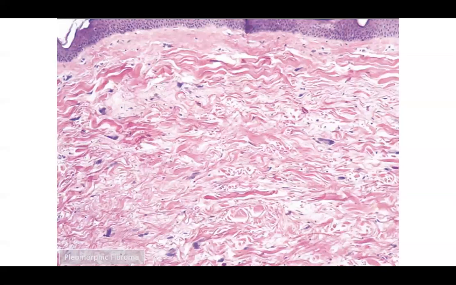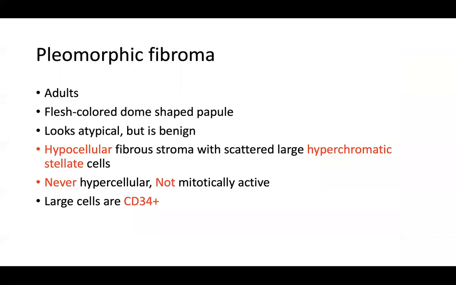So you wouldn't want to call something a pleomorphic fibroma if it had a very dense cellularity and it was full of all of these pleomorphic cells. You want to see it's pretty acellular, except for those scattered pleomorphic cells. And also, if you see a lot of mitotic activity as well, that wouldn't qualify for a pleomorphic fibroma. So pleomorphic fibromas, they grow, they're there, but then they stop growing. And like I said, they're flesh-colored, dome-shaped papules.